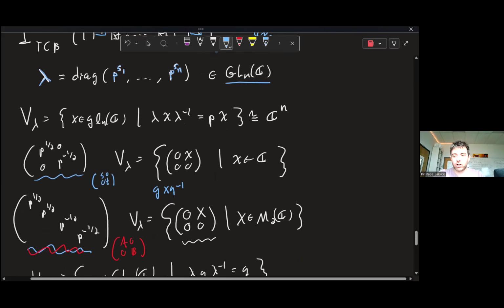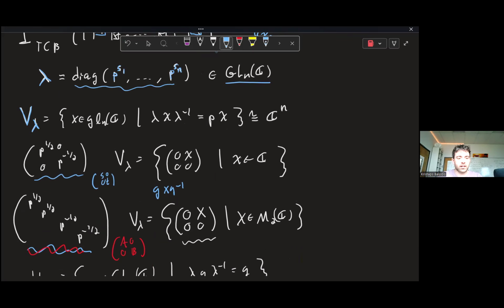And I form what's called a Vogan variety. It's really just a vector space. The Vogan variety attached to lambda, this semisimple element, is all of the elements of the Lie algebra of GLN over C, which is to say all n by n complex matrices, with the property that if I conjugate by this diagonal matrix lambda, it has the effect of simply multiplying by p. In other words, it's the p-eigenspace of conjugation by lambda.